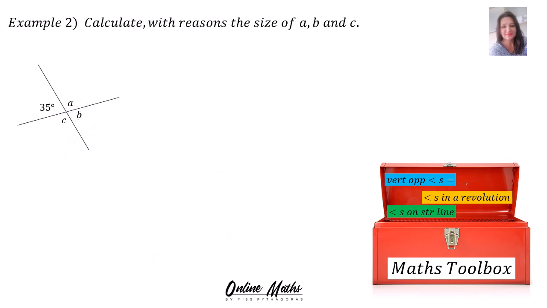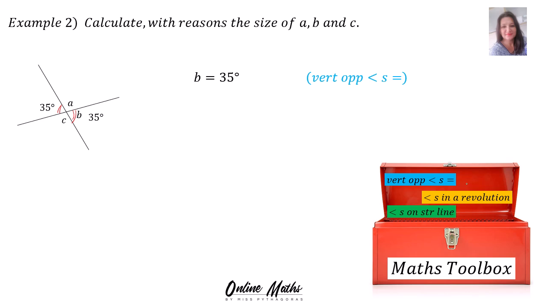Example 2. Calculate with reasons the size of a, b, and c. Again, on your sketch or your diagram, you find two intersecting lines and there's one angle given that's 35 degrees. So we always start with the given angle. Now, do you agree that angle b will also be 35 degrees? And the reason is they are vertically opposite angles, equal. And once you know the size of an angle, you write it in on your sketch.